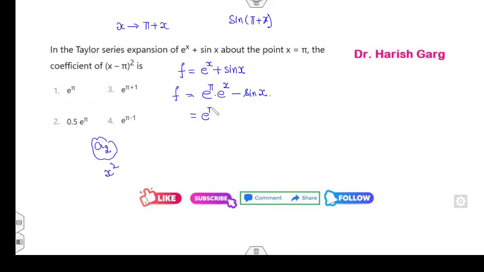Now you can see, what is the coefficient of the x square? 1 over 2 factorial. What is the coefficient of the x square in sin x? 0, because in sin x the coefficient of x square never comes. So that will be e raised to power pi divided by 2, that's a2. e raised to power pi is the right answer of the problem.